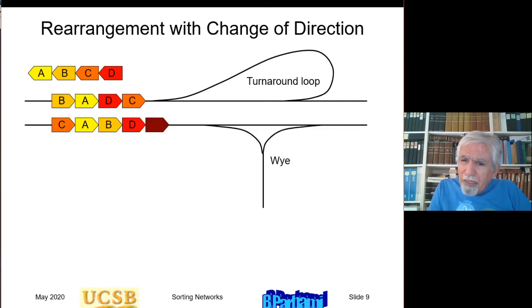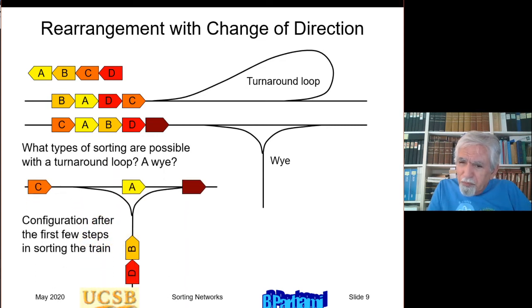Okay, and then we have a mechanism called Y. It's a piece of track vertical to the main track, and then it has two connections to the main track. And this is also a mechanism that you can use to rearrange cars.